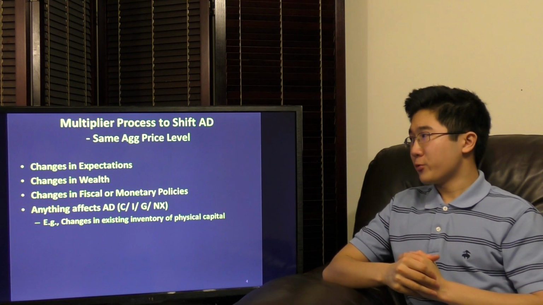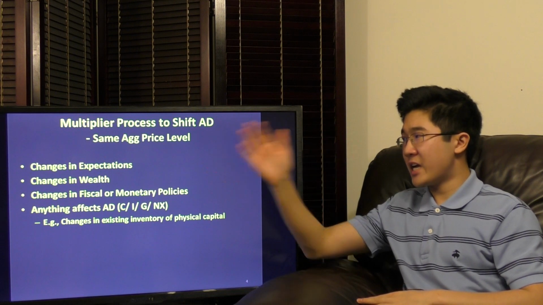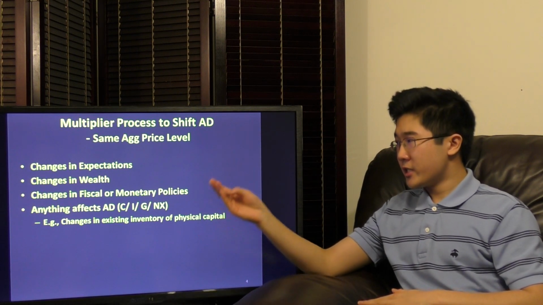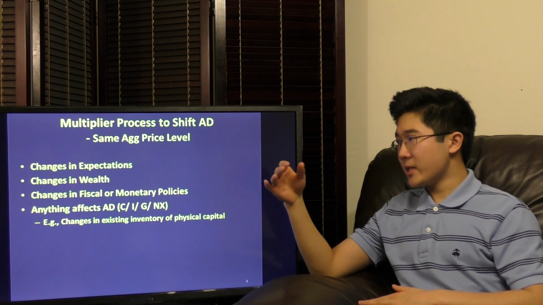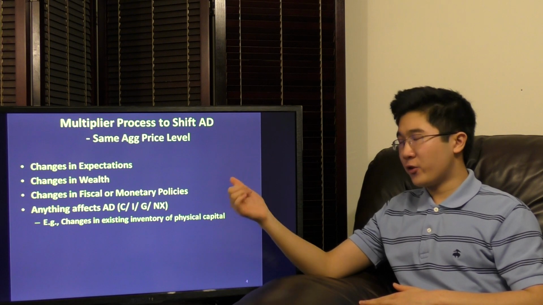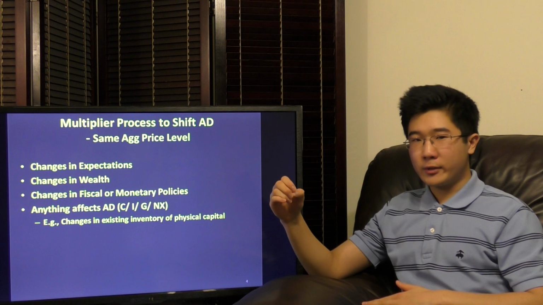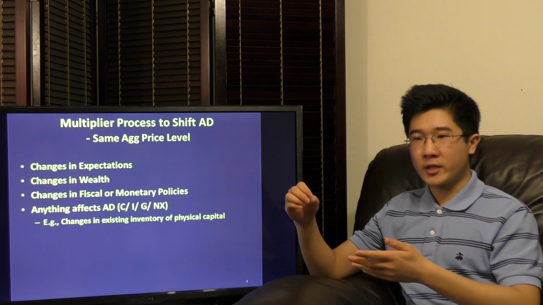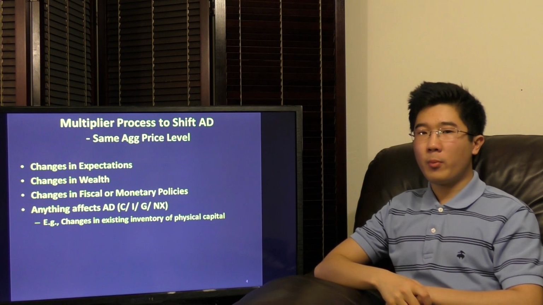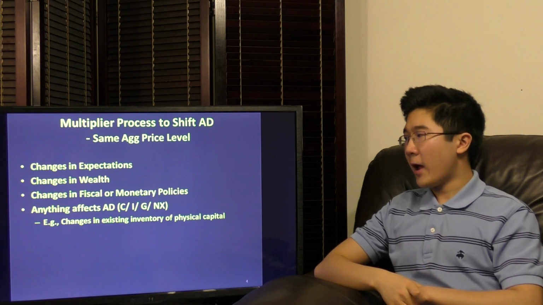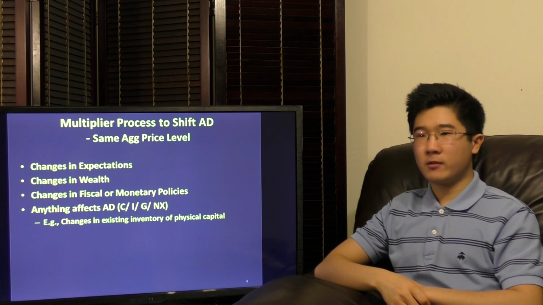And of course, these shifts we just talked about come from changes in expectations, changes in wealth, changes in our fiscal and monetary policy, and basically anything that affects C, I, G, or X, net exports. This explains why the aggregate demand curve is downward sloping, explains movements along the aggregate demand curve, but most importantly, it explains what can shift the aggregate demand curve left or right.